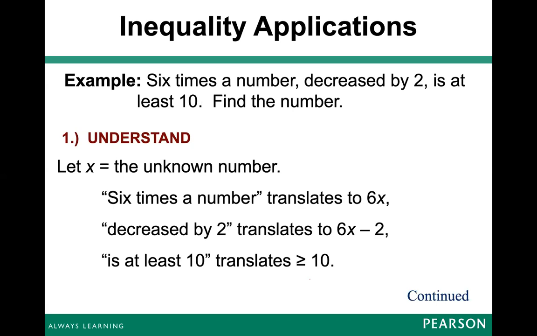Okay, this takes a little bit of explanation. Is at least 10 translates to greater than or equal to 10. A lot of people don't believe me when I first tell them that. They hear the word least and they think less than. But my favorite analogy for that is you have to be at least 21 to drink, which means your age has to be greater than or equal to 21, right? At least means greater than or equal to. Similarly, at most means less than or equal to.